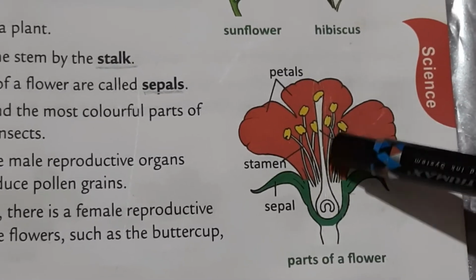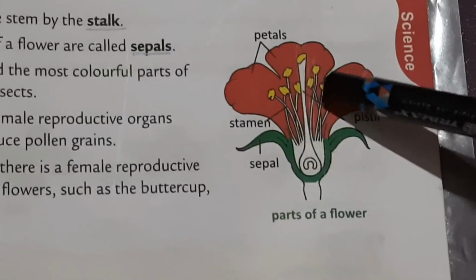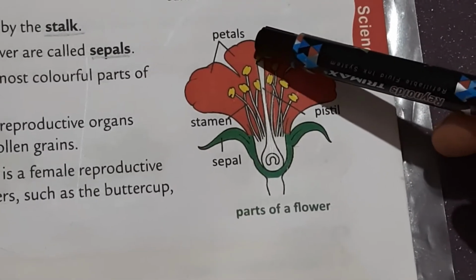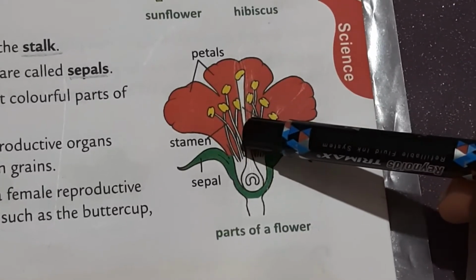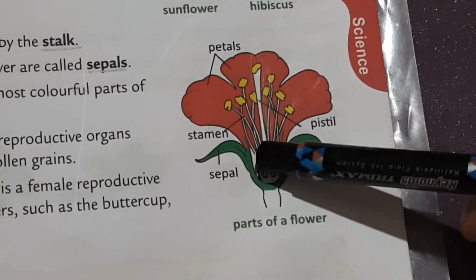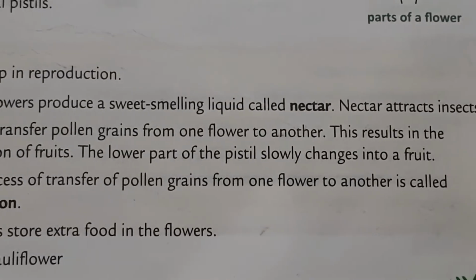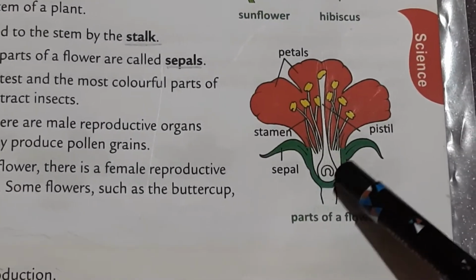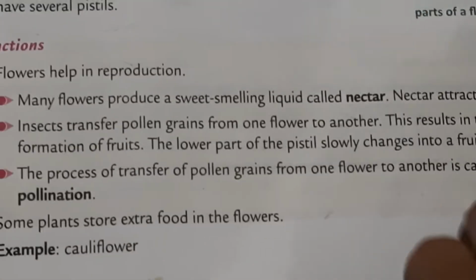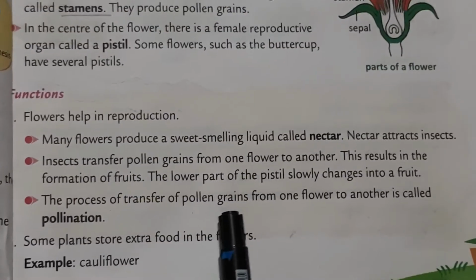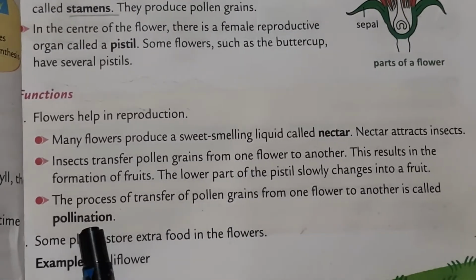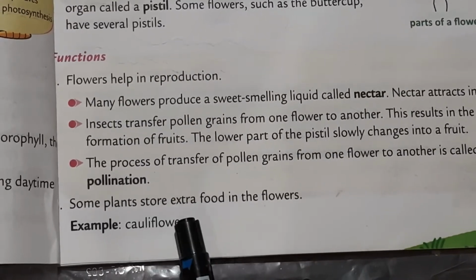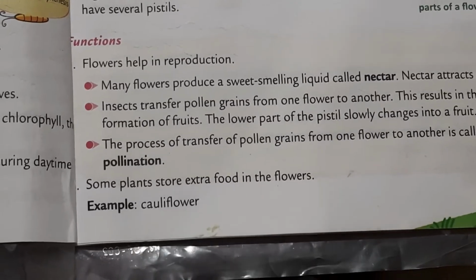These are the stamen. On top of the stamen, there are pollen grains. These pollen grains are transferred into this pistil and change into a fruit here. The lower part of the pistil slowly changes into a fruit. Yes, this part slowly changes into a fruit. The process of transfer of pollen grains from one flower to another is called pollination. Some plants store extra food in the flowers, for example, cauliflowers.